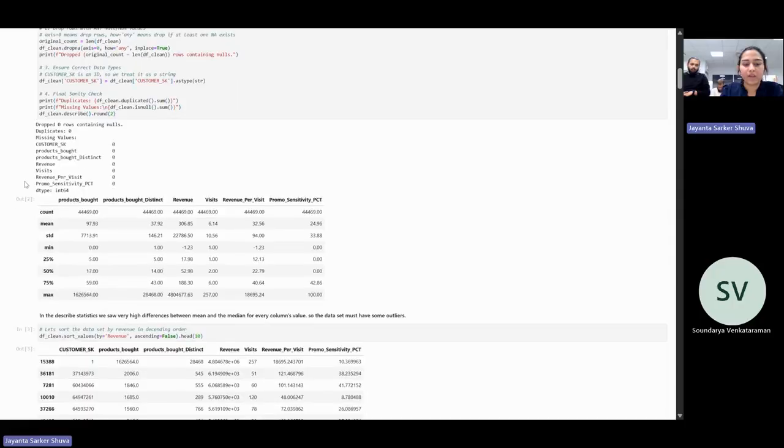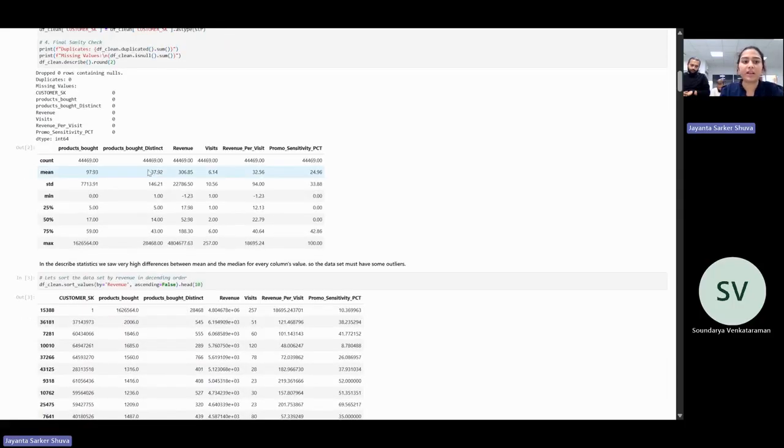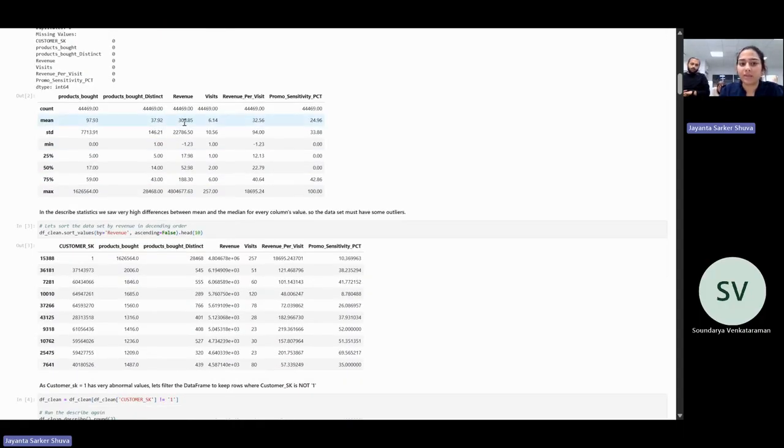And let's see what we have done under data pre-processing and cleaning. Here, based on the values, we have summarized the data, and we could see that the mean value is way higher than the median. It's like 6 times higher than the median. So there must be an outlier.